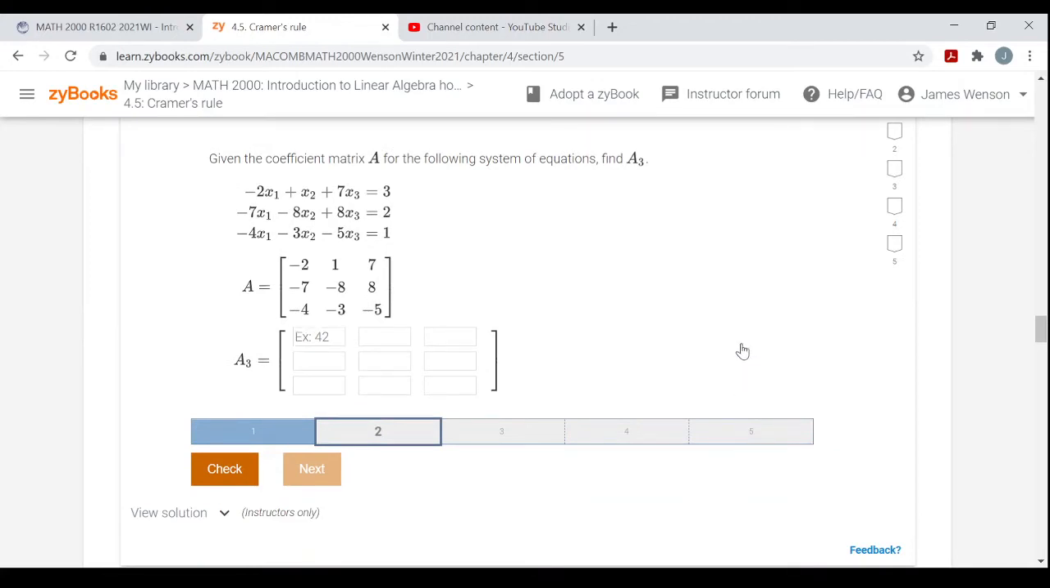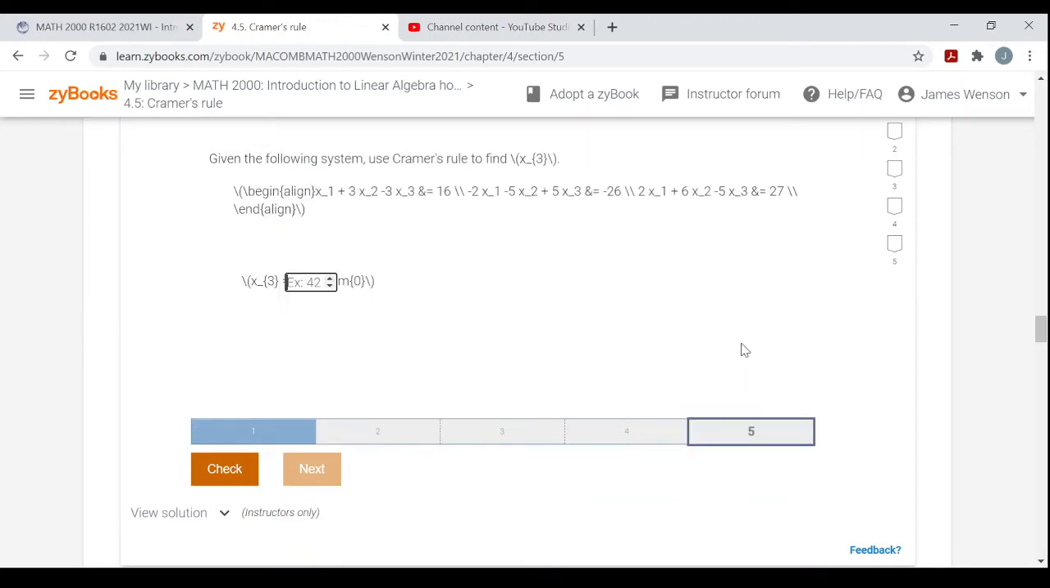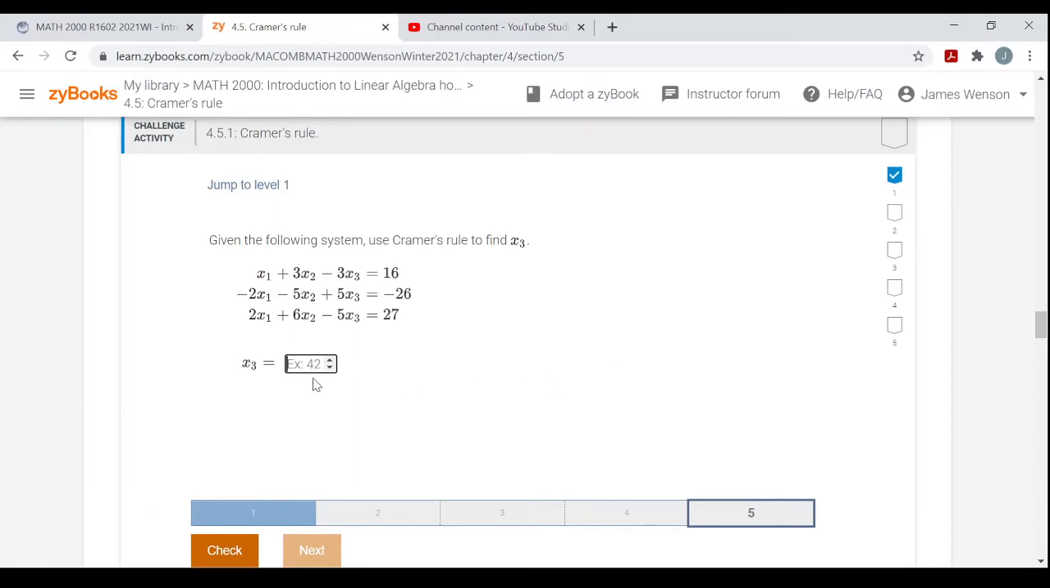Yeah, let's look at the last level. So this one's actually find just one component of the solution. What's x3? So there's no need to find all the components, right? Just find x3. So you would find the determinant of the coefficient matrix, and then that coefficient matrix with the third column replaced with 16, -26, 27.